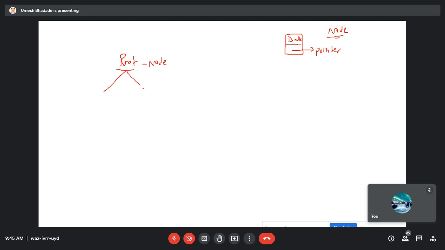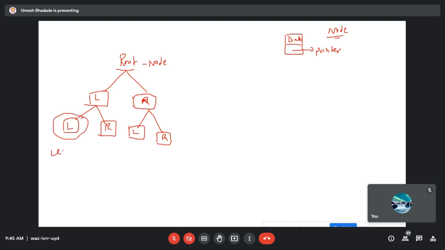This root node may contain multiple nodes. I will take an example of only two here. I will call this a left node and this a right node. For this left node again it may have two nodes, one left, other right. For right also you may have left and right. Now this may not have further nodes. They cannot have further nodes. So these are called leaf nodes. The last ones, which have none, we call leaf nodes.